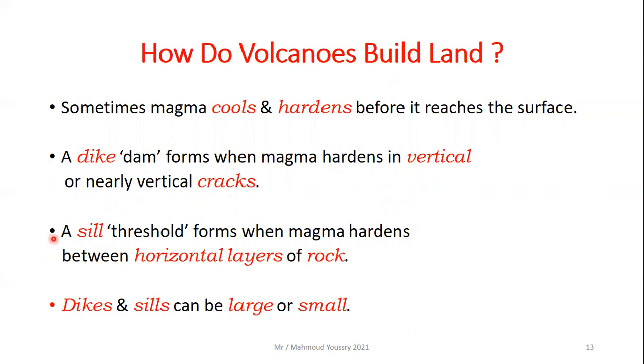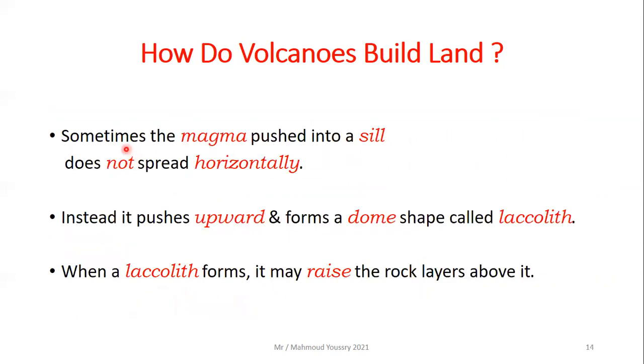The second one is named a sill. A sill forms when magma hardens between horizontal layers of rock. Dikes and sills can be large or small, but sometimes the magma pushed into a sill does not spread horizontally. Instead, it pushes upward and forms a dome shape called a laccolith. When a laccolith forms, it may raise the rock layer above it.